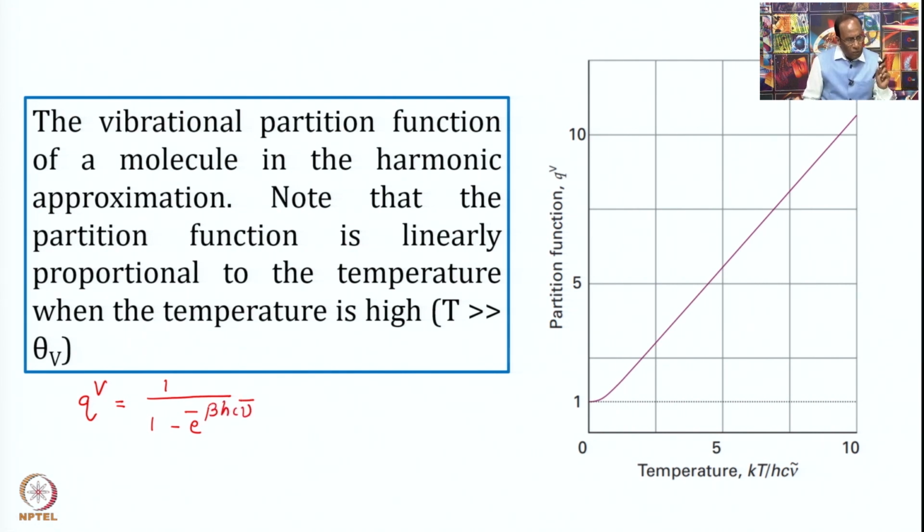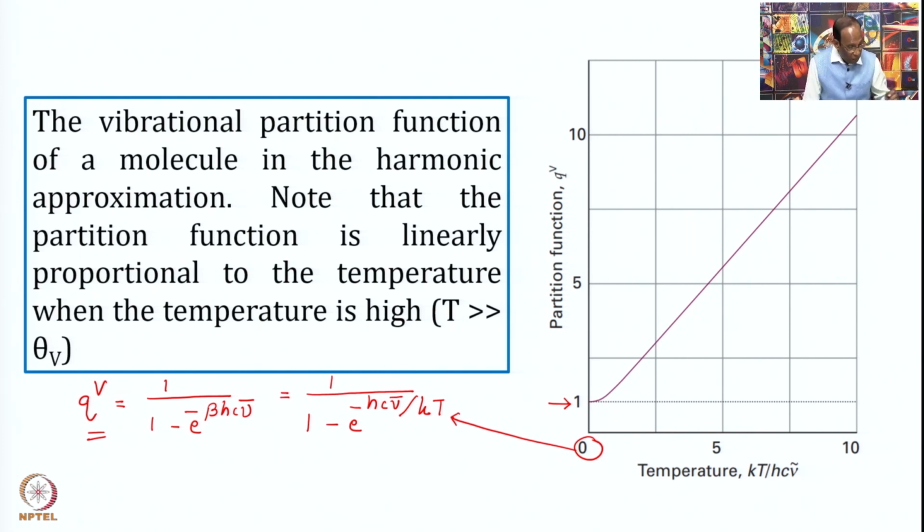If the temperature is very low, for your simplicity I will write this also as 1 minus exponential minus hc nu bar by kT. So, when the temperature is very low, the exponential of minus a very high number can be ignored. In that case, Q_V is approximated by a value of 1. I hope it is clear. Temperature low, this number is high, exponential minus high number can be ignored. So, Q_V is approximately equal to 1.